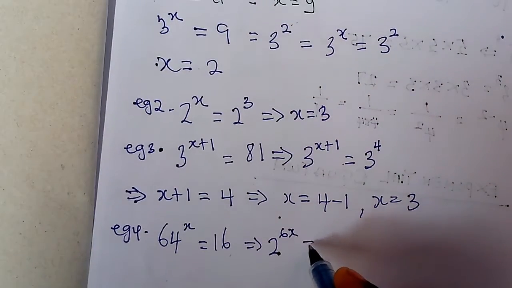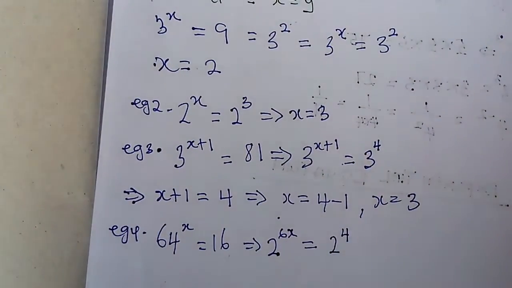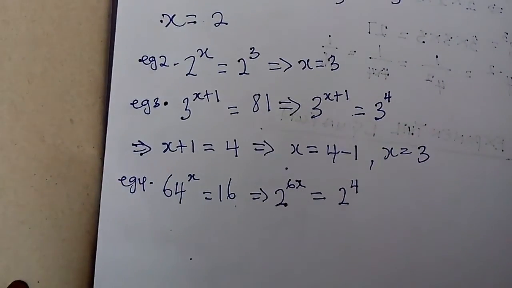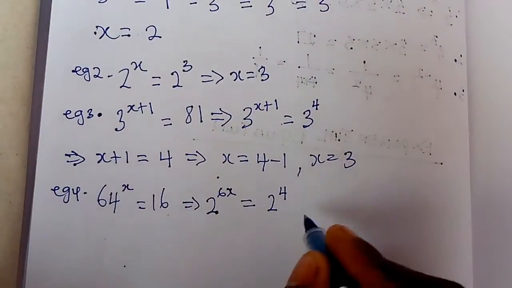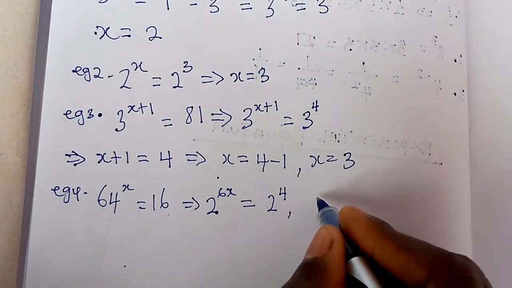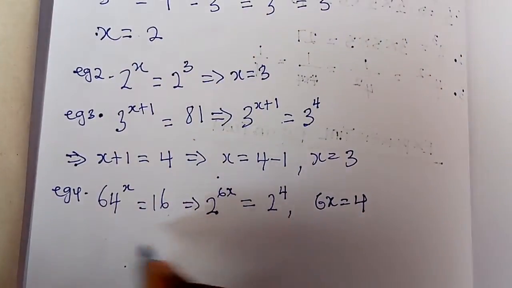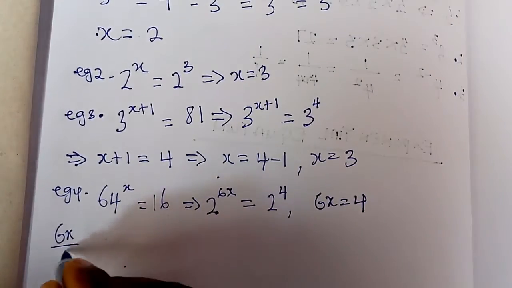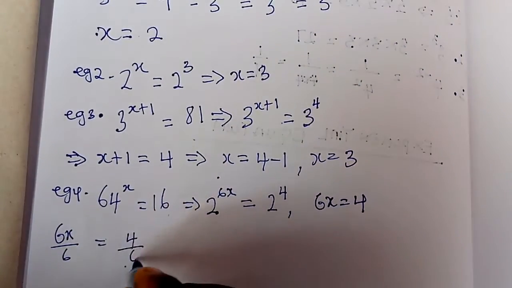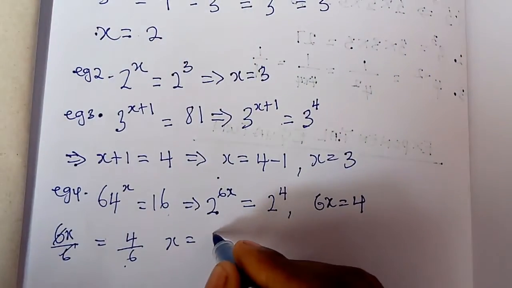And then we can also write 16 in the form of 2 raised to power 4. Now we know that they all have a common base, which is 2. With a common base, we can now equate the exponents. So 6x is equal to 4. We want to find the variable x, so we divide both sides by 6, and divide 4 by 6. So x is now equal to 2 over 3.